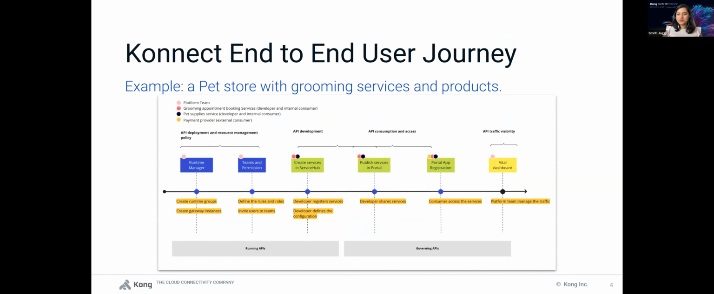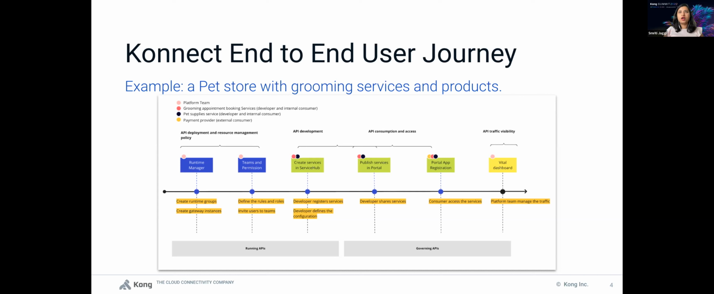Hello, everyone. My name is Smriti, and let's talk a little bit about, with a real life example, what an end-to-end user journey would look like within Konnect. So for our example today, we are looking at a pet store, which has an online presence. It has grooming services where you could book and look for appointments. It has different products that you could purchase for your pets. And that's kind of what we're going to reference.